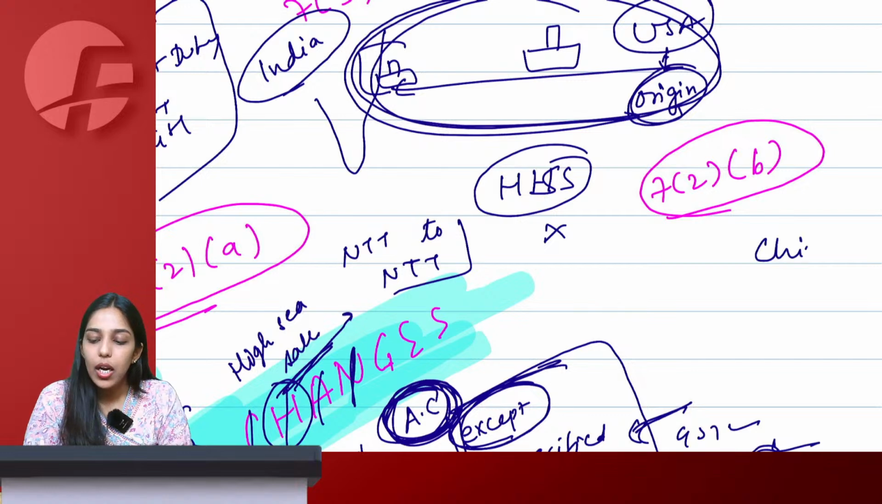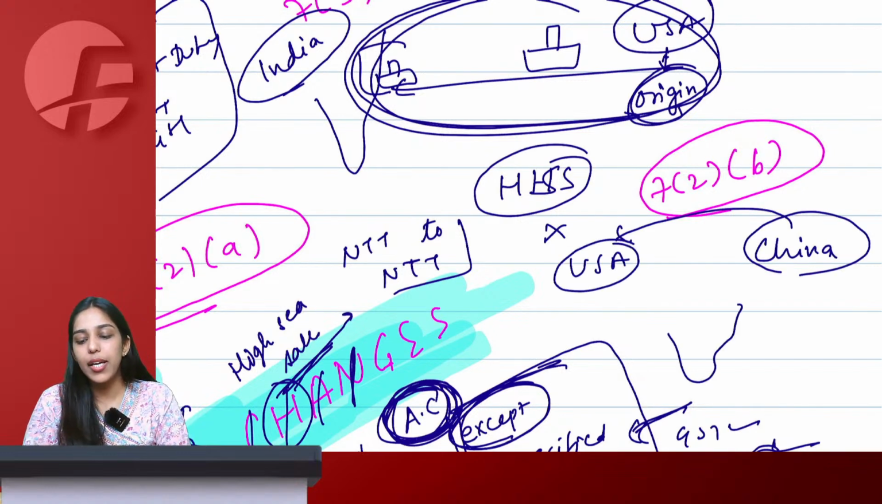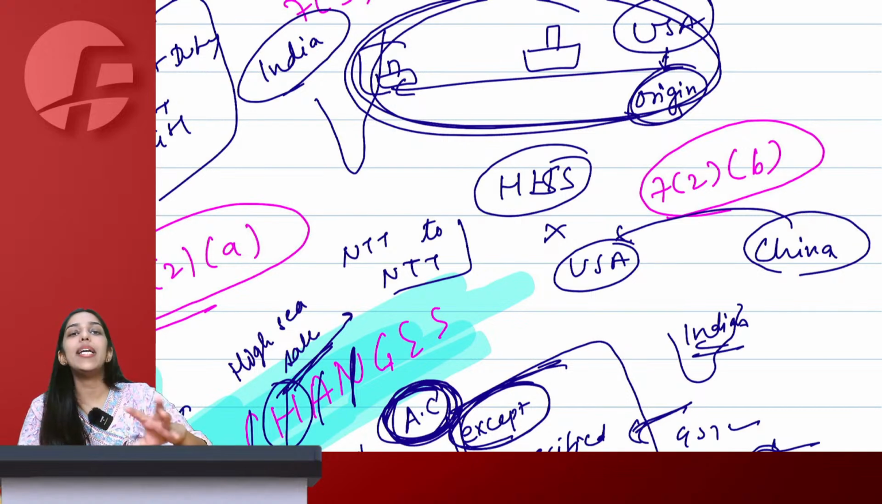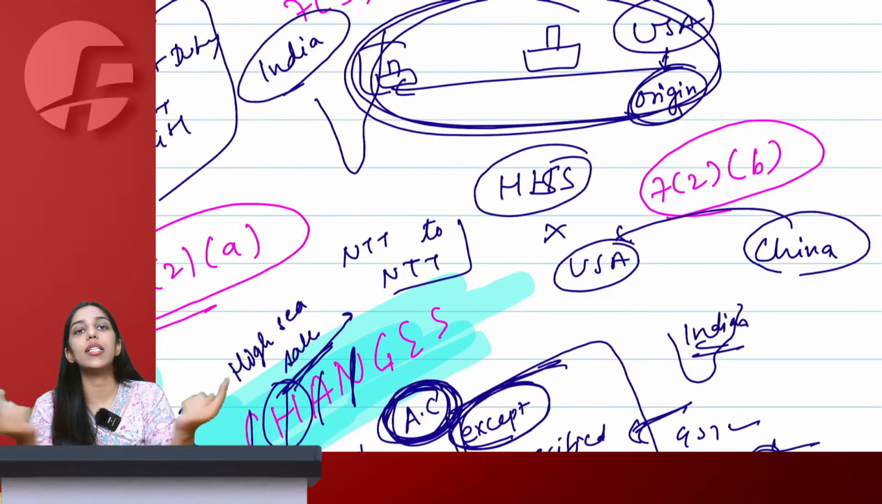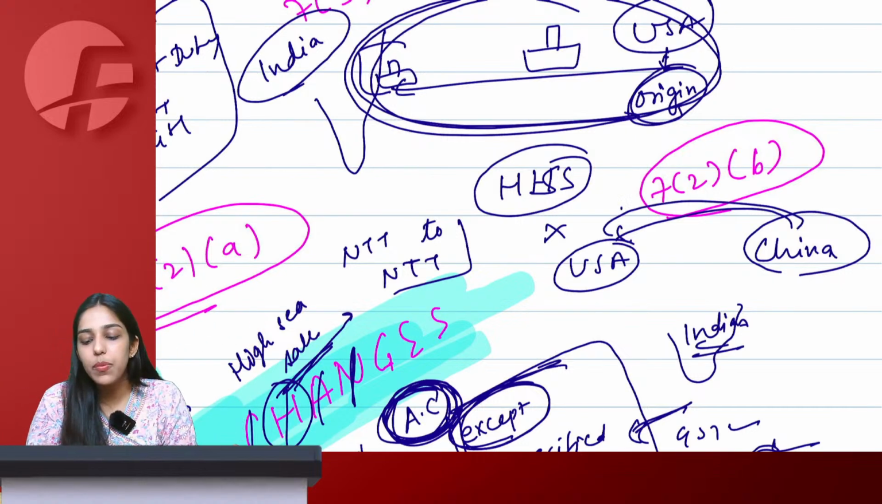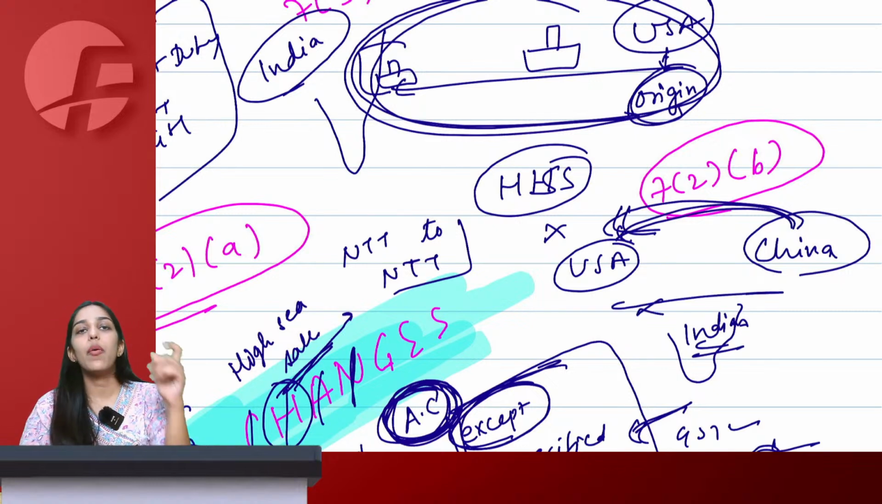Let's say goods from China are going to USA. The transaction is arranged by an Indian person. So I made the Chinese person and the American person meet. I settled the entire transaction, but the goods went straight up from China to USA. They never came to India. Now, any goods which have never entered the territory of India, how can you levy GST on the same?